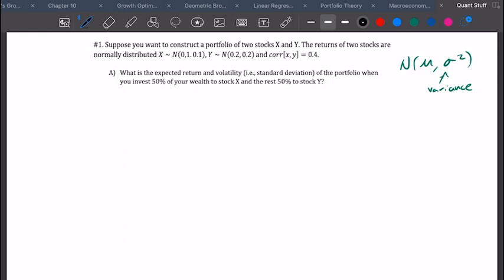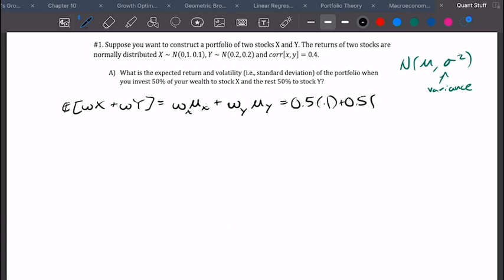Okay, with that in mind, we can calculate the expected return of a portfolio of 50/50 stock X and stock Y. To calculate the expected return, you just multiply the weight times the mean of the stock. So in this case, it would be the weight of X times the mean of X plus the weight of Y times the mean of Y, which in this case, 0.5 for both of them, times 0.1 plus 0.5 times 0.2, which equals 0.15. The expected return of this portfolio is 0.15.